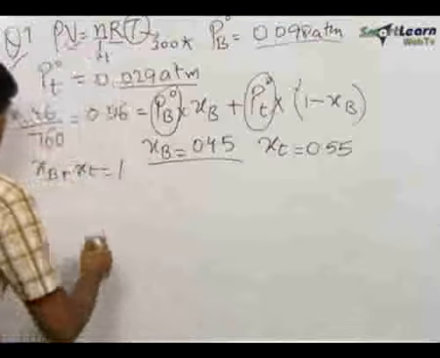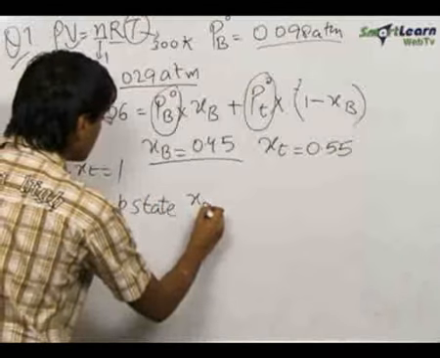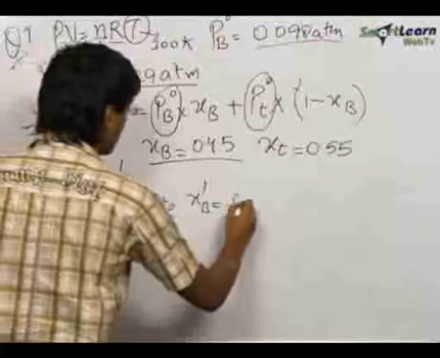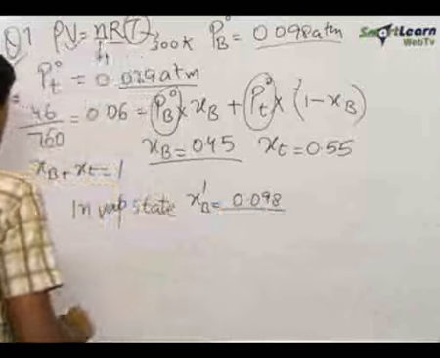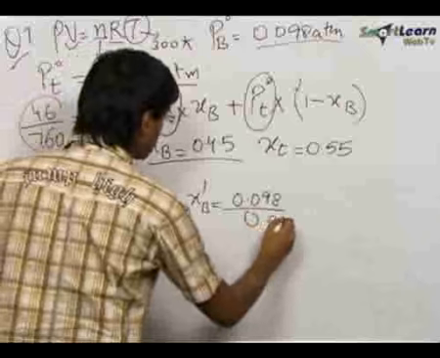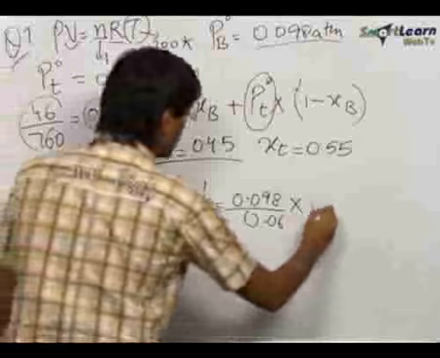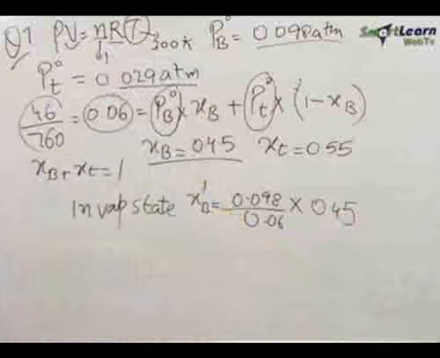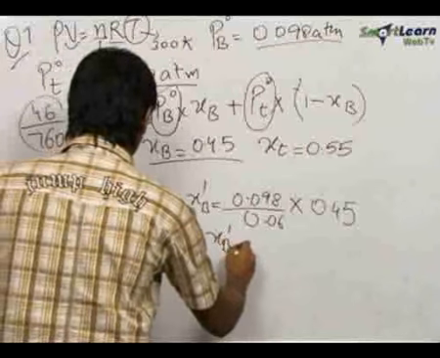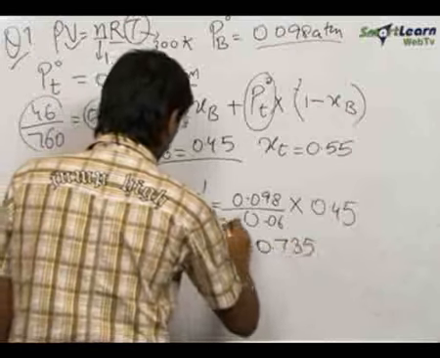Now our final job which remains is to find the mole fractions of benzene and toluene in the vapor state. In the vapor state, the mole fraction of benzene will be equal to the pressure of benzene, which is 0.098, divided by the total pressure, which we calculated to be equal to 0.06, into the mole fraction of benzene in liquid state. This is the mole fraction of benzene in the vapor state. On solving, this comes out to be equal to 0.735.